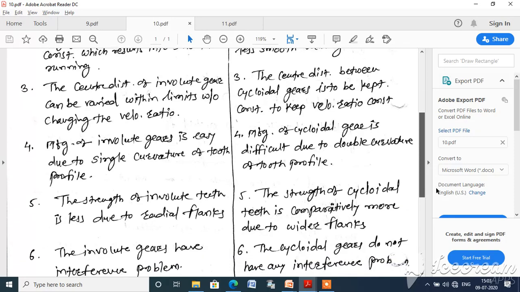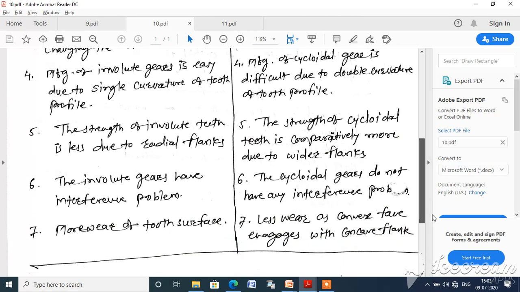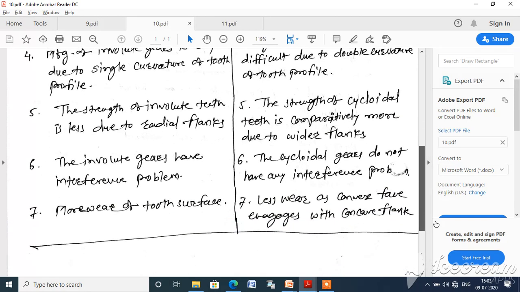Now, the center distance of involute gears can be varied within limits without changing the velocity ratio. In cycloidal, the center distance between the gears has to be kept constant to keep the velocity ratio constant. Fourth, manufacturing of involute gears is easy due to the single curvature of the tooth profile, whereas manufacturing of cycloidal gears is difficult due to the double curvature of the tooth profile. Next point, the strength of involute teeth is less due to radial flanks, whereas the strength of cycloidal teeth is comparatively more due to wider flanks.